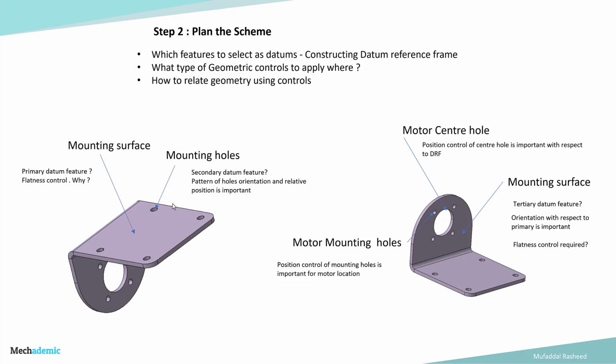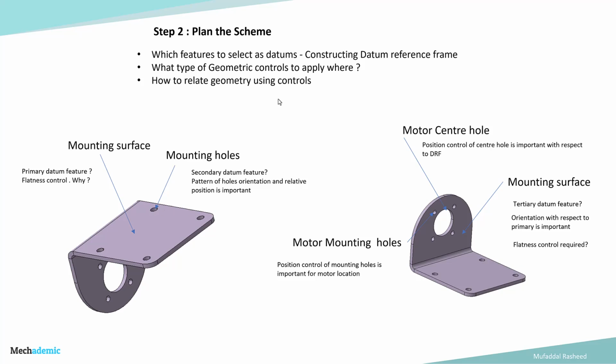And the orientation of the pattern of holes with respect to the primary datum feature, which is this surface, becomes important. And also the interpositional deviation, that is the distance between the holes, also becomes important for mounting holes, because if they are too far apart, then they will not match with the corresponding holes on the base.